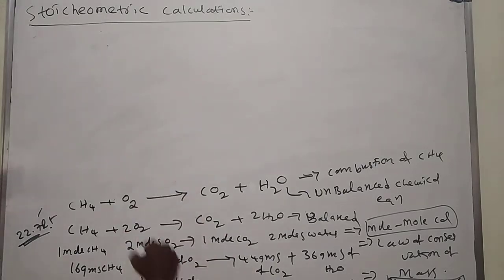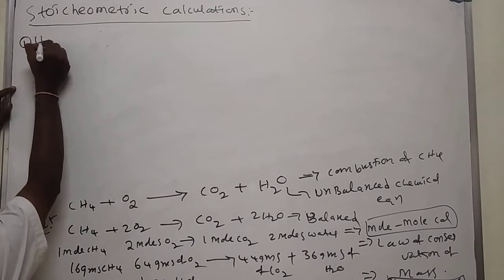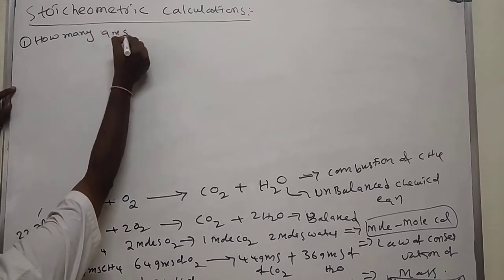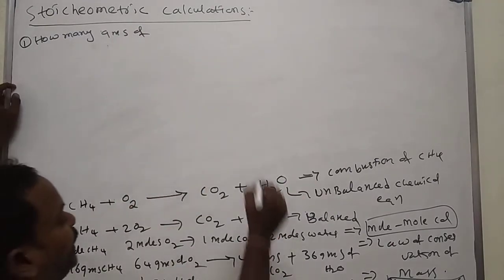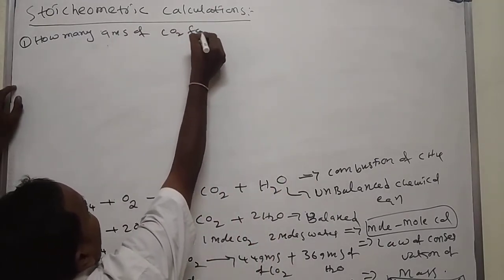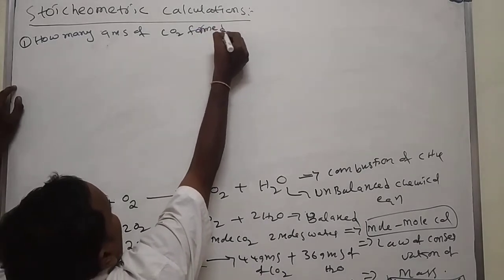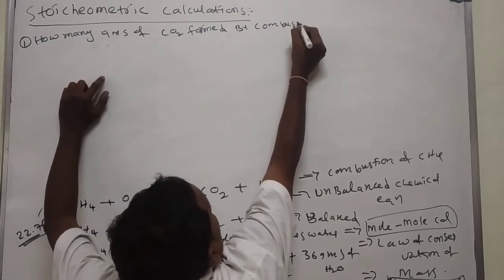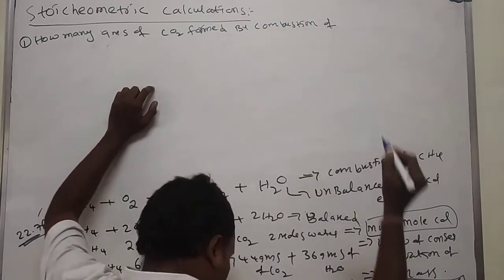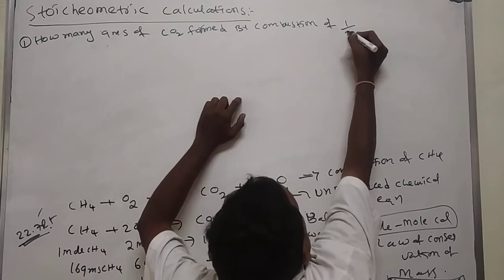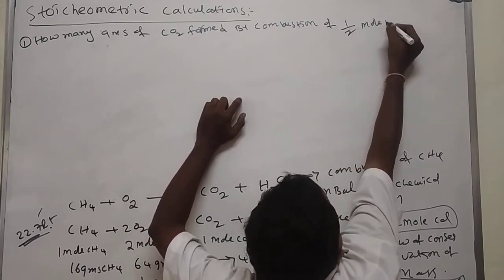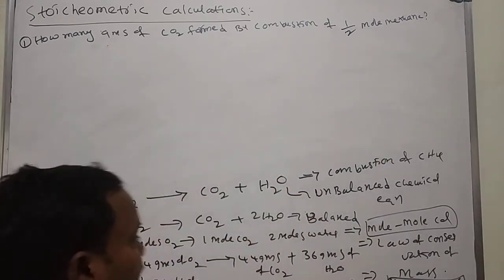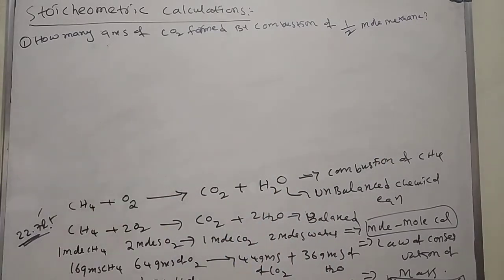Okay, based on this, I will write one problem. How many grams of carbon dioxide are formed by the combustion of half mole methane? Okay, this is the problem.